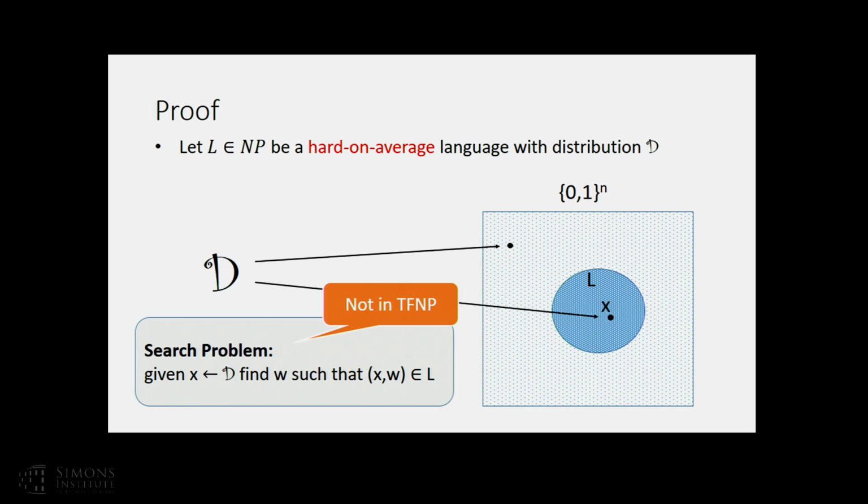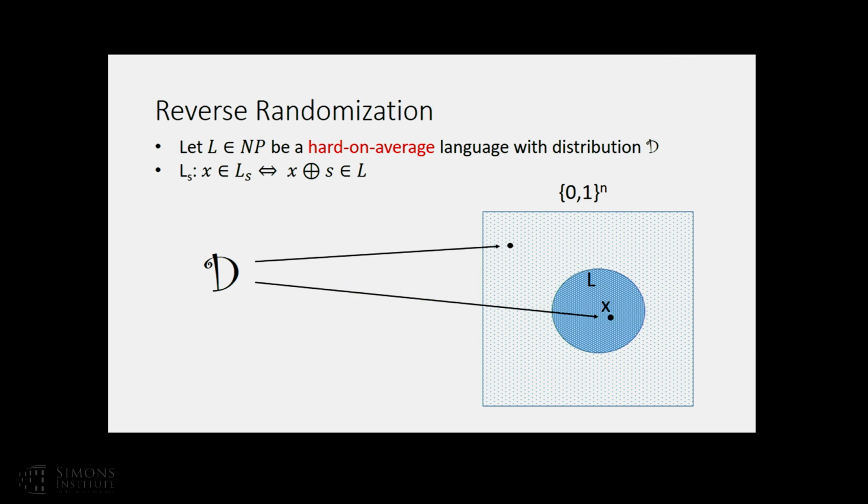Okay, how do I fix it? I don't know, let's try to make it a bit more total. Let's make the language bigger, to cover a bit more. So let's take another language and take the union or something like that. I don't have another language, I have only L. So I'll take this shift of L. This is sometimes called reverse randomization, which is a trick that has been used in the past.